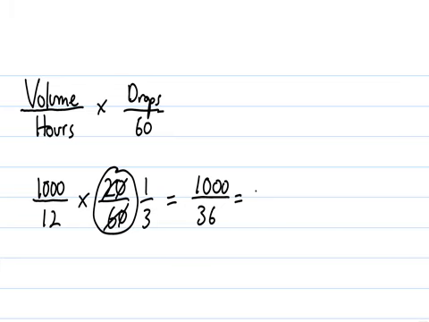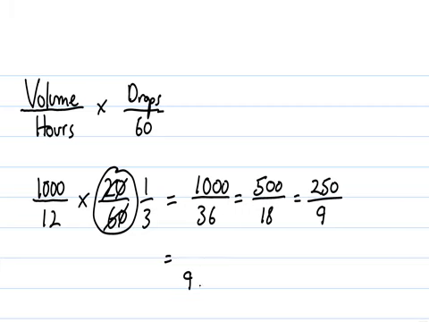Okay, so 1000 divided by 36. If I divide the top by 2, I get 500. The bottom by 2, I get 18. I can go again. If I divide the top by 2, 250. Divide the bottom by 2, I get 9. Now it's much easier to divide 250 by 9.